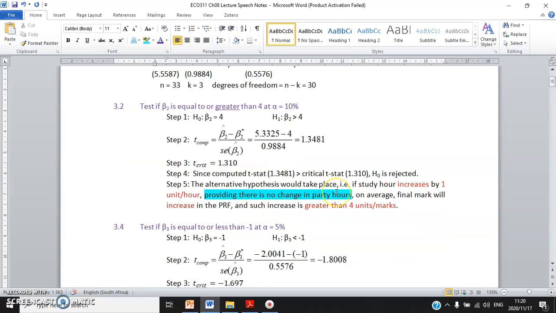I'm not going to do the graphical sketch. I will leave it for you to do now. You have enough experience with the graphical sketch. Since the computed t-stat is greater than the critical t-stat, we reject the null hypothesis. Then it means statistically speaking, the alternative hypothesis is more likely to happen. Then look at the interpretation. So H1 would take place, meaning if X2, study hours, increases by 1 unit, providing there is no change in my X3, party hours, which means I'm talking about the ceteris paribus condition, on average, final mark would increase in the PRF, and such an increase would be greater than 4 units.